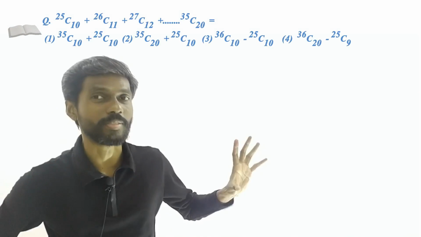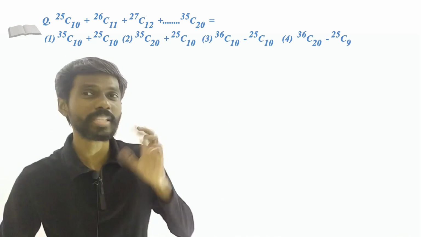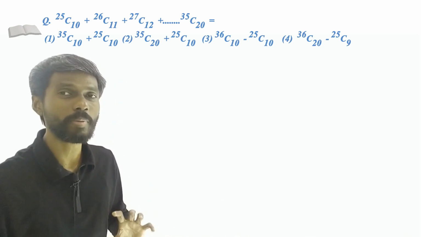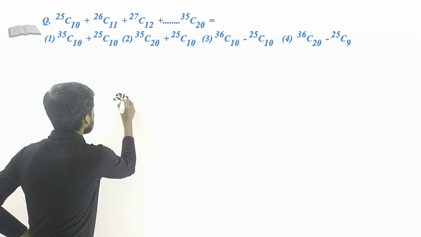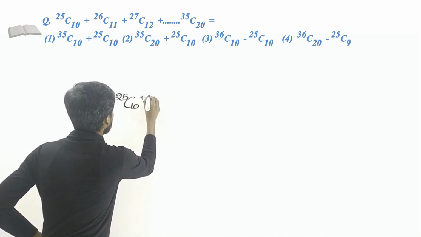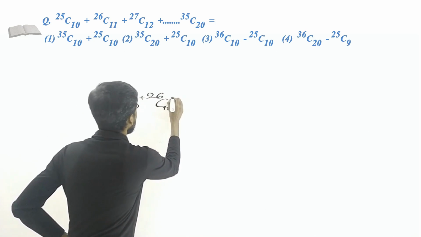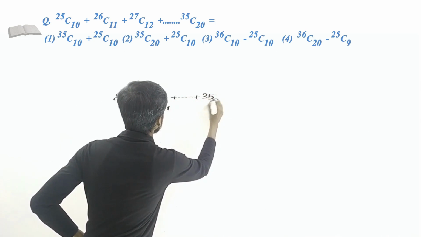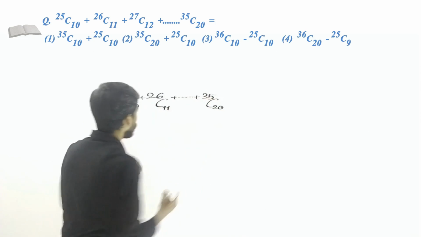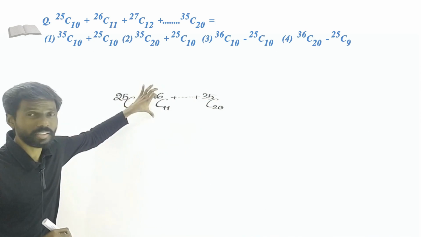This is like a series, right? We have to find the sum of values of all these binomial coefficients. Can the previous result be used, NCR plus NCR plus 1? Let's see. See, these are the terms: 25C10 plus 26C11 plus etc. up to 35C20. So we can add these values, right, one by one. Okay, 25, this 26. Can you add these?